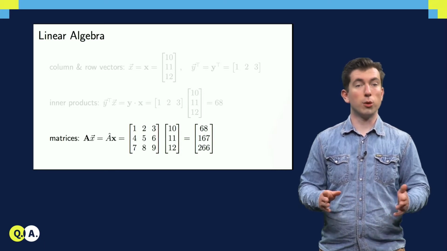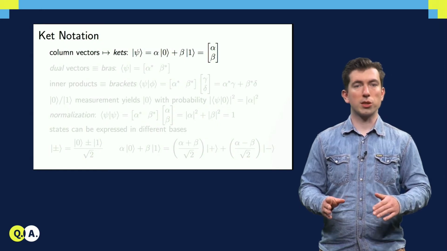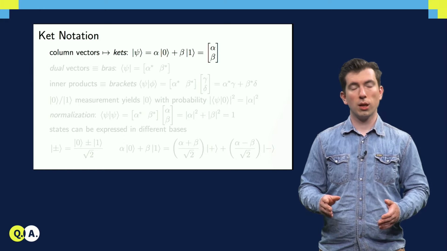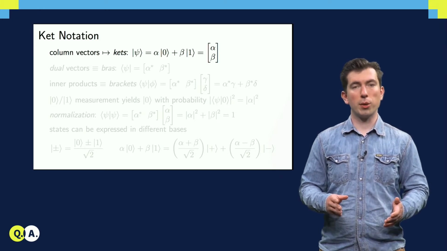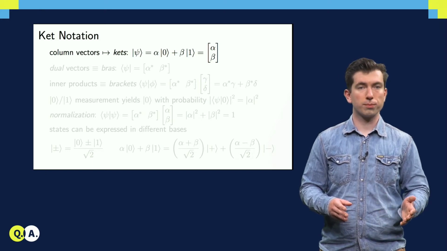There's a slightly different notation that we use for vectors and matrices in quantum computing, which we often call Ket notation. In Ket notation, a quantum state is expressed using a column vector with complex coefficients. For example, we can express the state of a qubit, a two-level system, as a linear combination of two basis vectors, which we call 0 and 1.